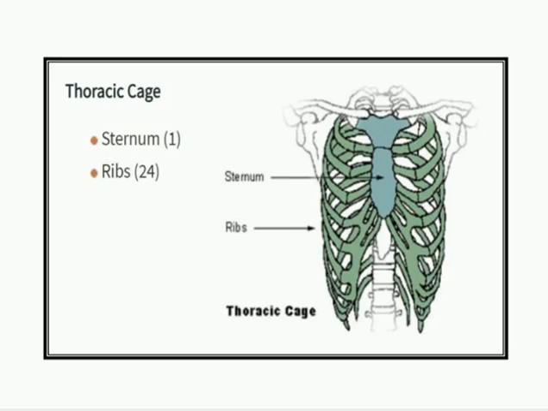The sternum is also termed as your breastbone, and it is a long flat bone located at the anterior of the chest. It is formed from 3 bones that fuse together in adulthood, and the ribs are 12 pairs of long curved bones that attach to the thoracic vertebrae and curve towards the front of the body, forming the rib cage.